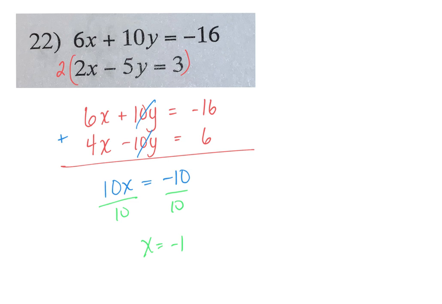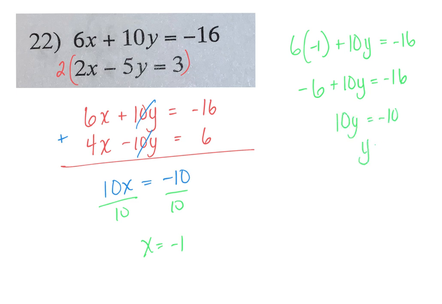Once I do that, I can plug it into either equation. It doesn't matter. So 6 times -1 plus 10 times y equals -16. And I have -6 plus 10y equals -16. Add my 6, 10y equals -10. Y also equals -1. So my answer here is -1, -1.